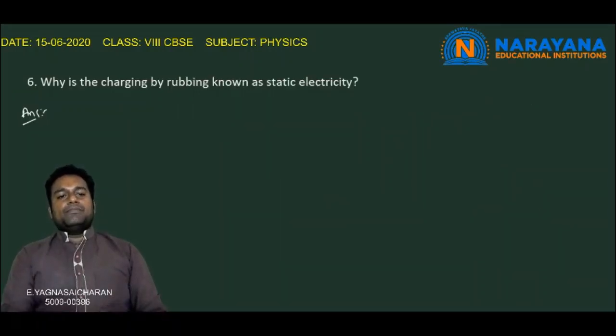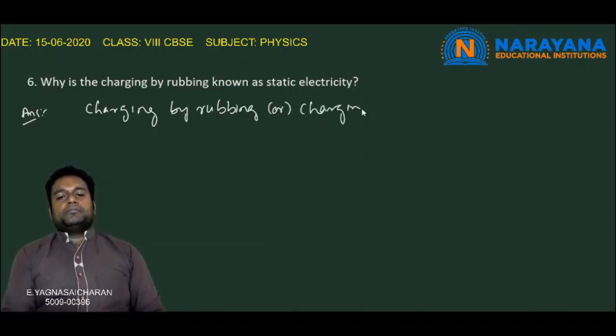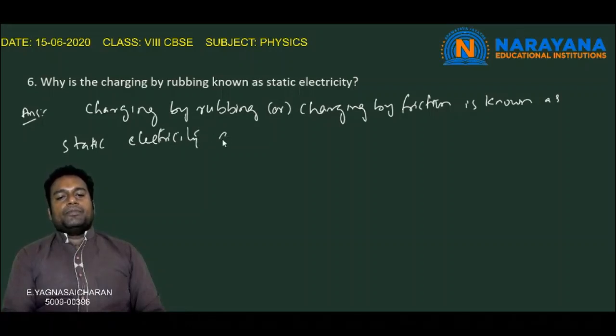Let us see the next question. Why is charging by rubbing known as static electricity? So, charging by rubbing or charging by friction is known as static electricity, as the charges do not move.